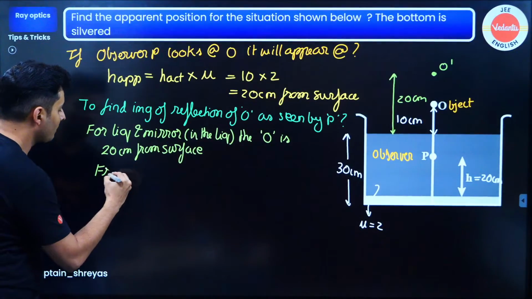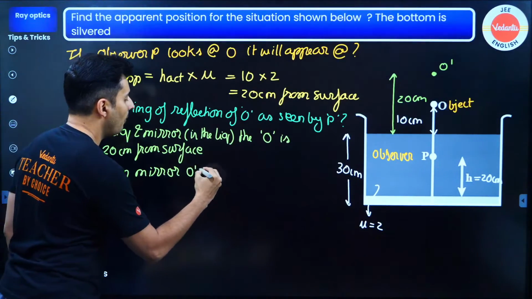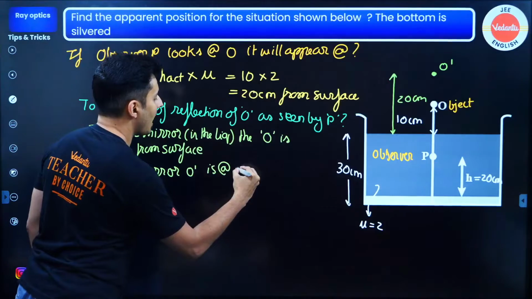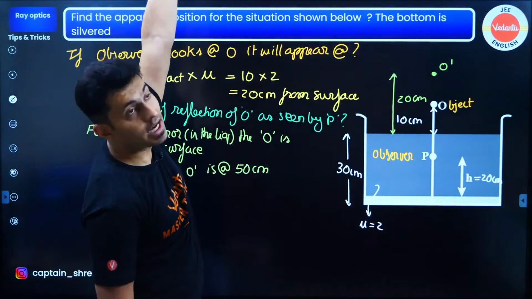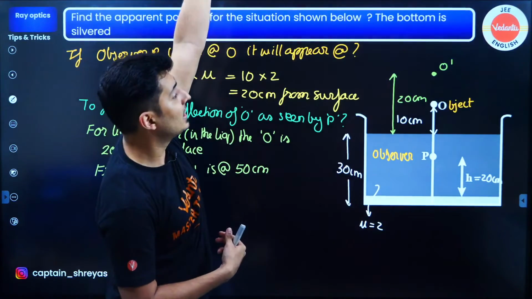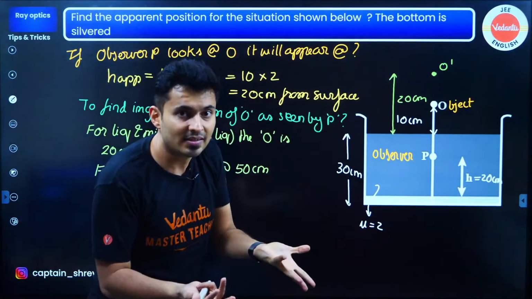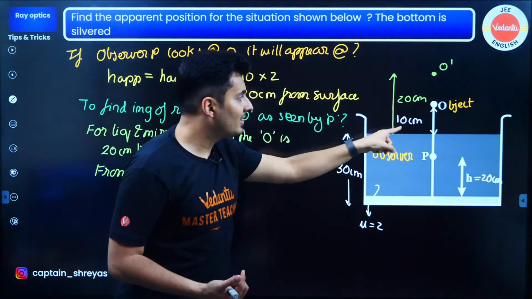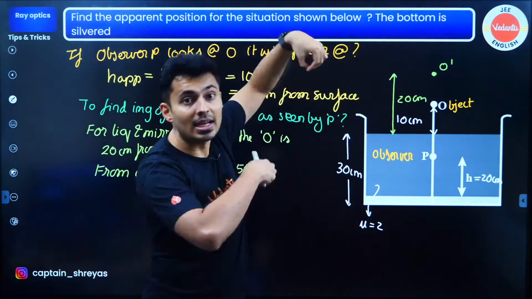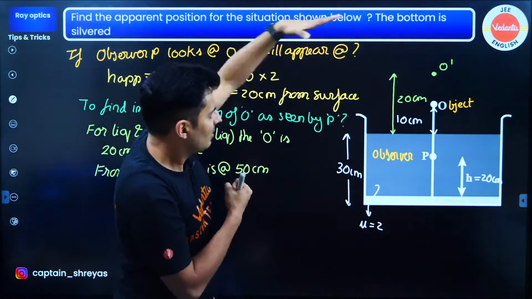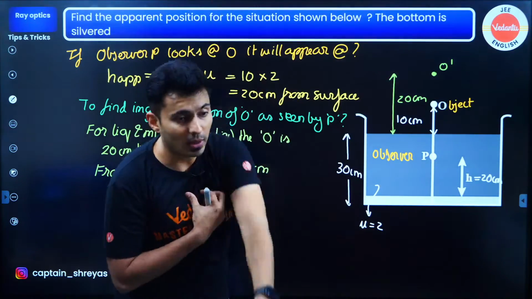So from the mirror, the O prime is basically at 50 centimeters. So the mirror will feel the object. Mirror will feel that the object is at 50 centimeters. What is the job of the mirror? It will reflect whatever it sees. The actual object is at 10 from the surface, but actually it is at 20 as seen from inside water. So from the mirror it is at 50 centimeters. So the job of the mirror is to reflect whatever it sees.